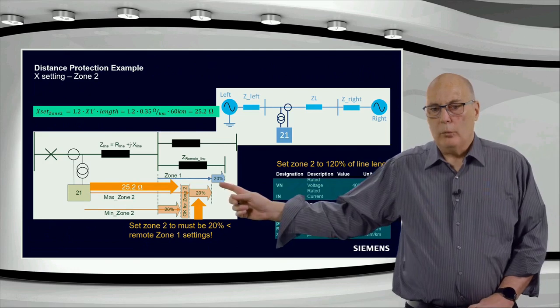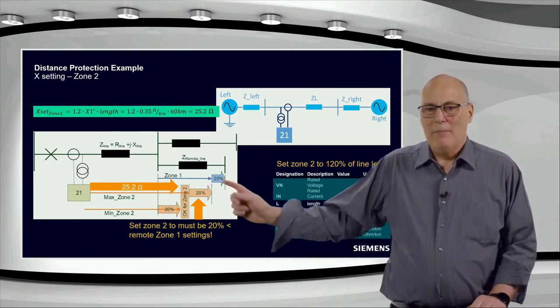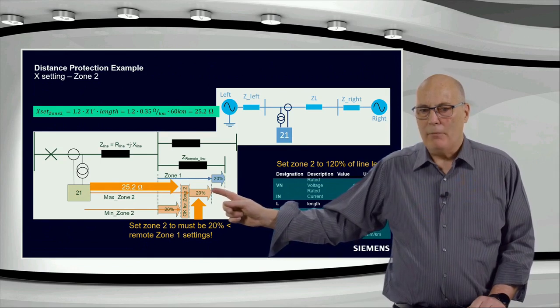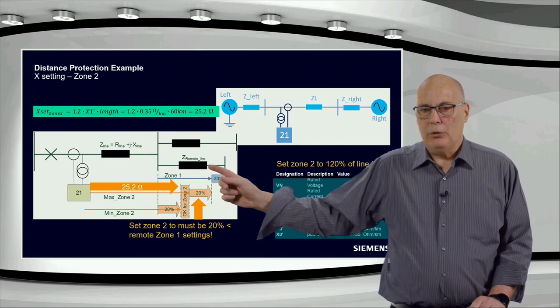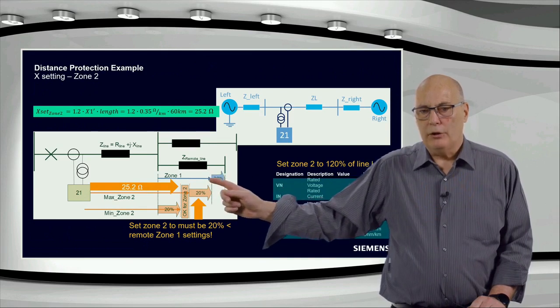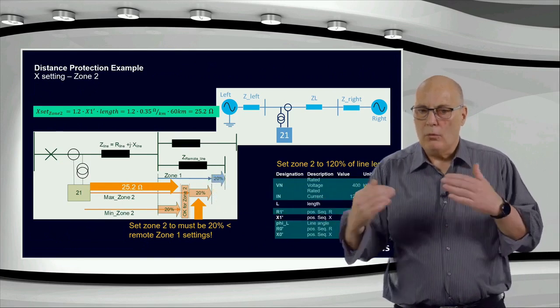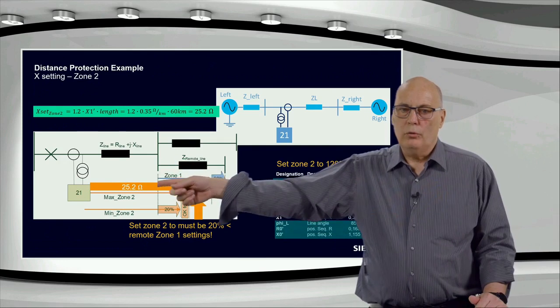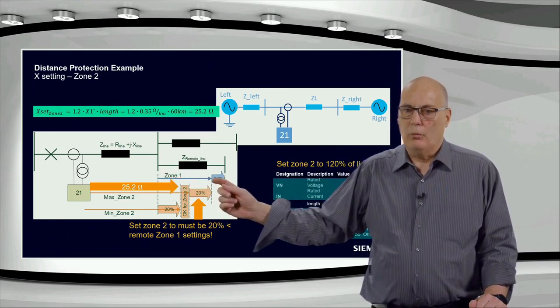That's why we again apply our magic 20% safety margin, but this time back from here. You can see that over here. So we must make sure that our zone 2 does not encroach into this boundary here, in other words, conflict with the zone 1 here. We always grade a zone 1 with a zone 2. So our zone 2 is graded with this zone 1, and it must not overreach this zone 1.